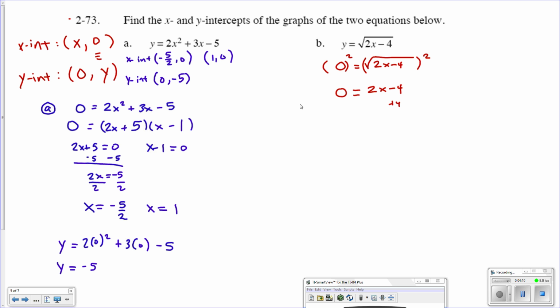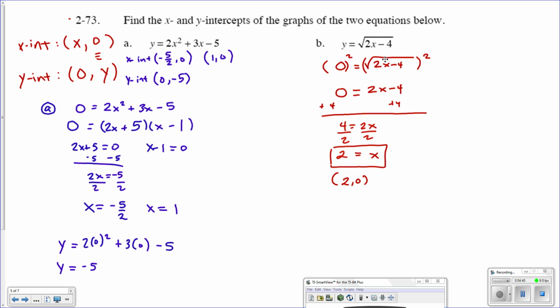Then we add our 4 to each side. We're going to get 4 is equal to 2 times x. Which means then in the end that x is going to have to equal 2. Now that is our x-intercept. So we're talking about the point 2, 0.